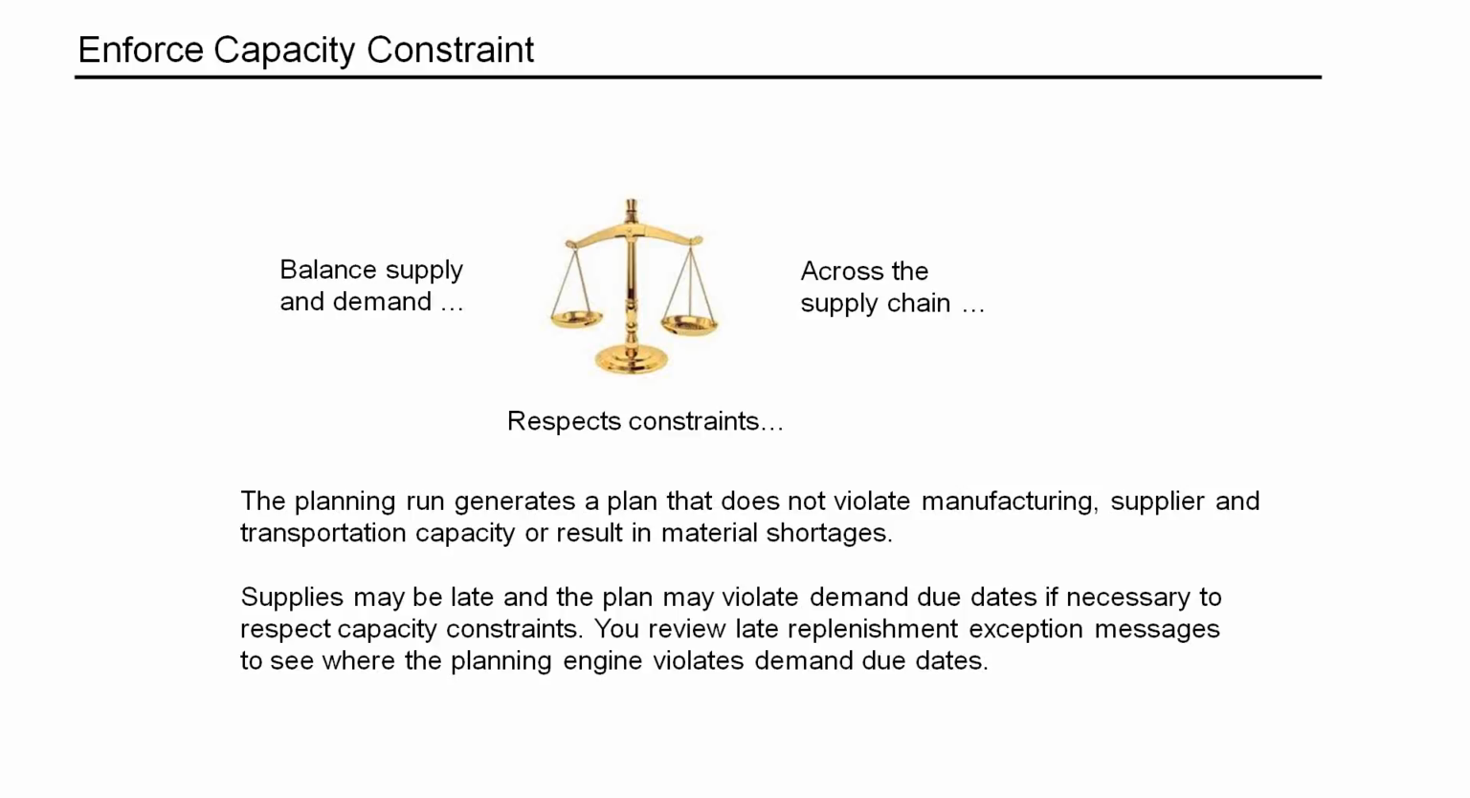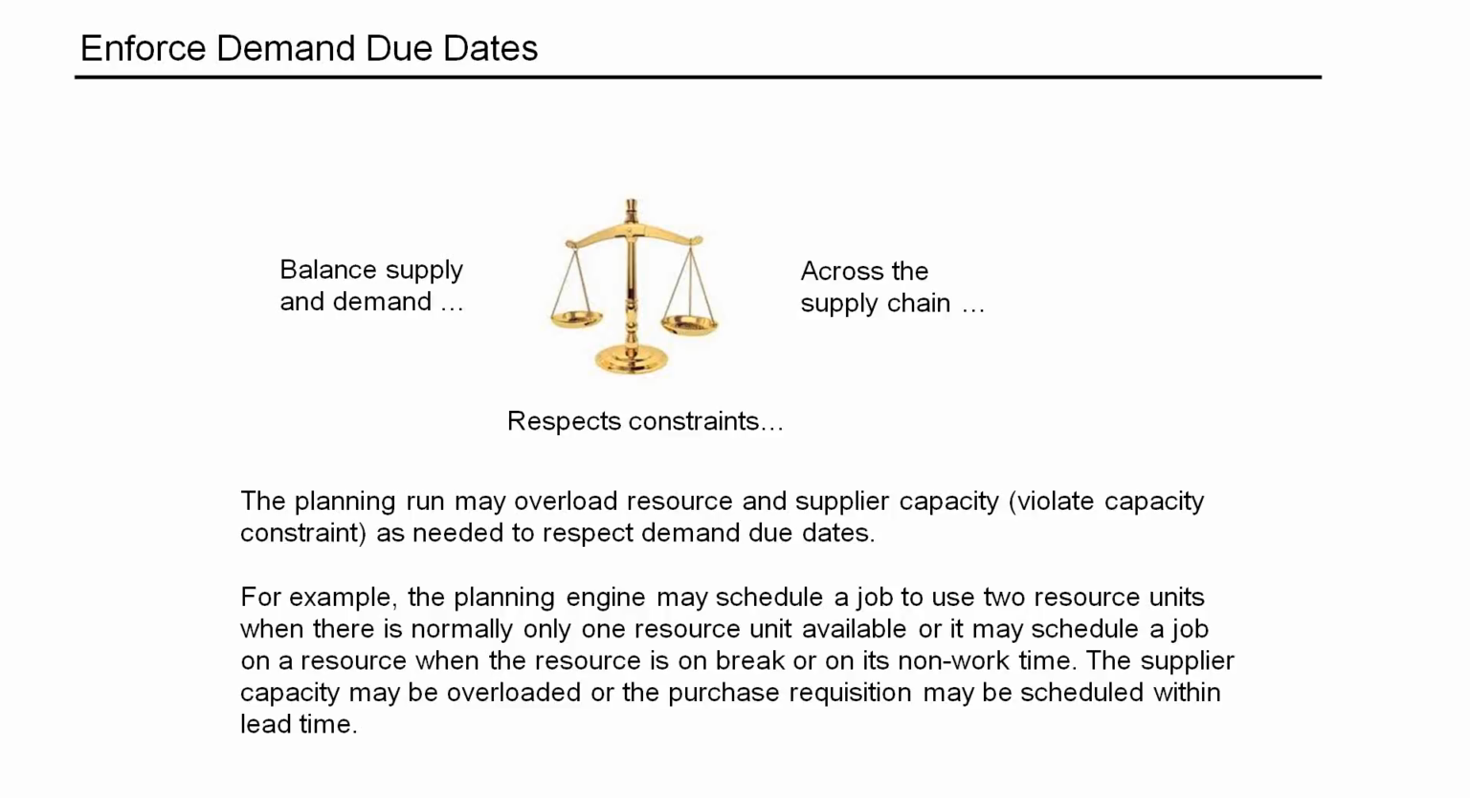The planning run generates a plan that does not violate manufacturing constraints. As I said, without violating the constraints of the suppliers and the resources, it will suggest some dates. That one is for the capacity constraints, and this one is for the demand due dates. This one also respects the constraints, but only to some extent. For example, if it sees that it is not meeting the customer demand dates, obviously it will overload the supplier, the business, and the resources, and it will say that to meet the customer demand, we need the material on this date, whether it exceeds the capacity constraints or not.